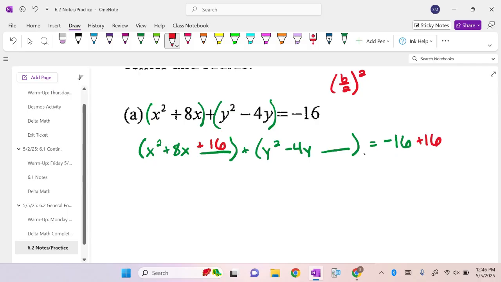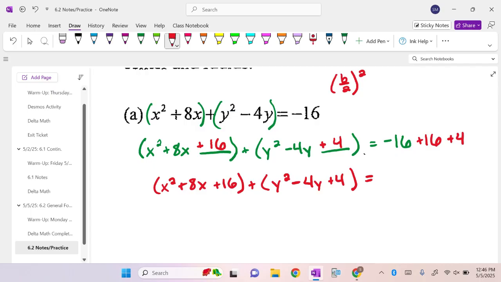What about for the y's? What is my new c value here? It'll be 4. Negative 4 divided by 2 is negative 2. Negative 2 squared is positive 4. And then what do I need to do to the other side? Add 4. So if I clean this up a little bit, I got x squared plus 8x plus 16, plus y squared minus 4y plus 4, is going to equal negative 16 plus 16, 0. So we're just left with 4.